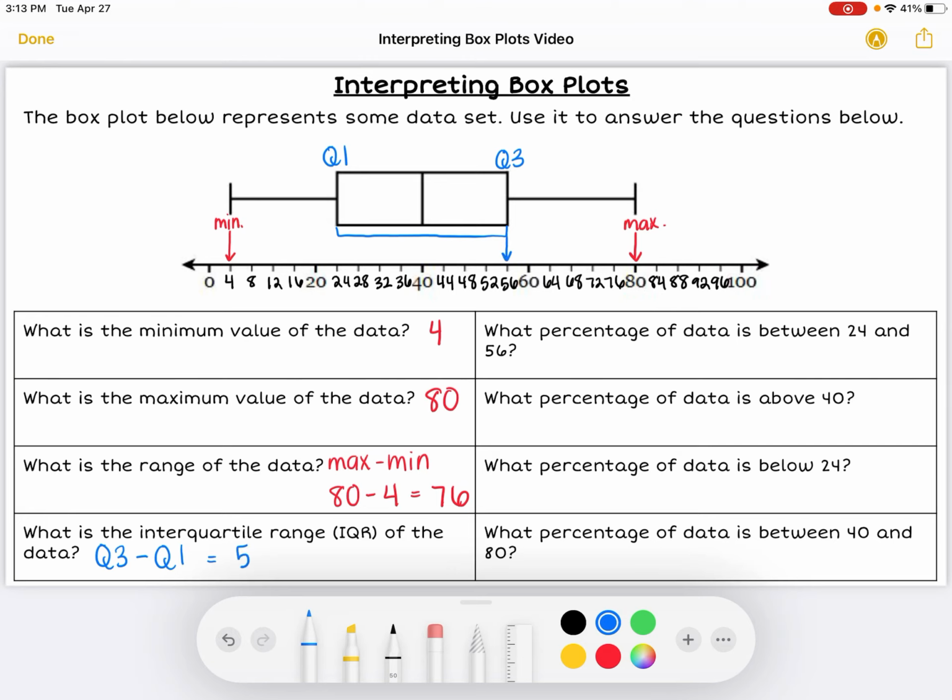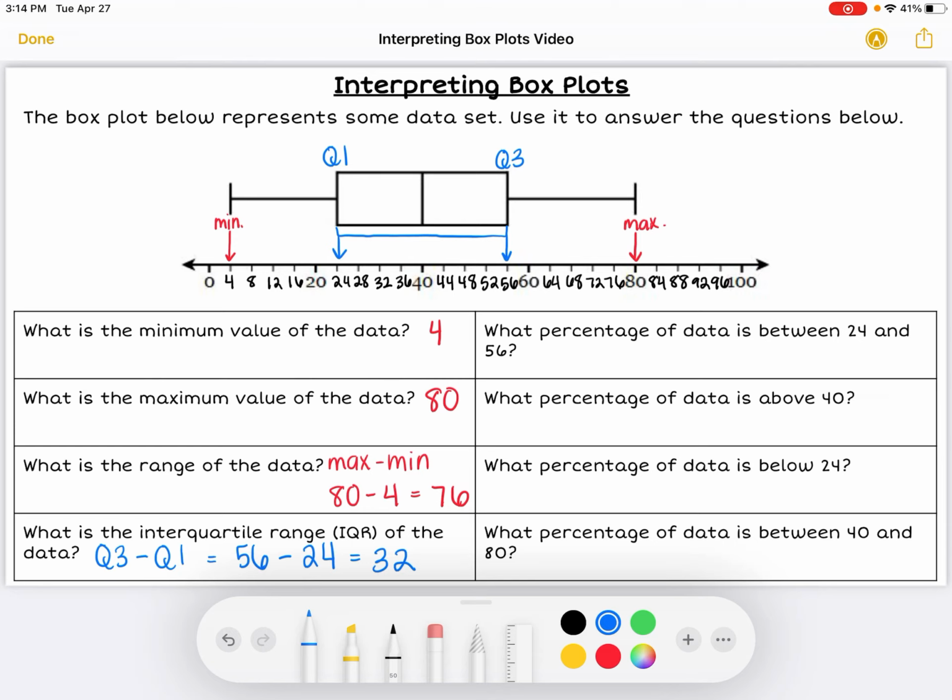It's lining up with 56 minus the value of quartile 1, which is 24. So 56 minus 24, you can use a calculator if you need it, but it should give you 32. Once again, that box part is the interquartile range, and then the entire box plot would be the entire range when I'm doing max minus min. So that's the difference between the two.